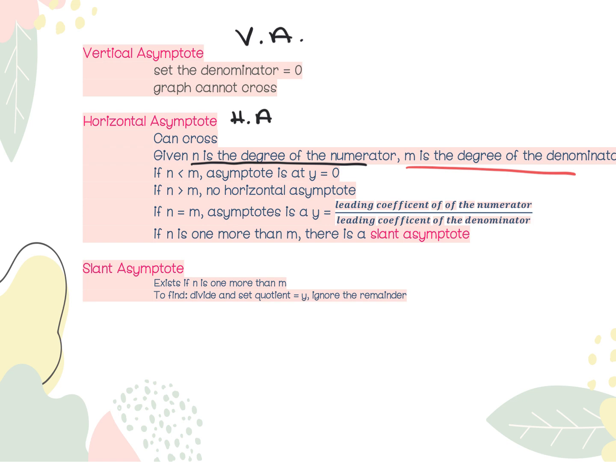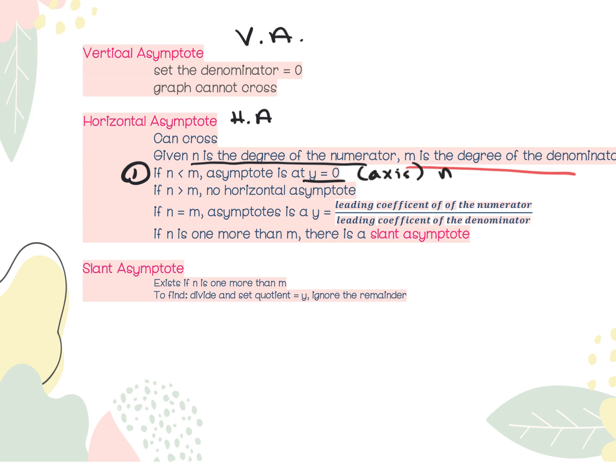That will give us the degree of that polynomial. If it's a constant, remember, a constant has a degree of 0. So we have 3 different scenarios. When we look at the degrees, if the degree of the numerator, or the top of the fraction, is smaller, then your asymptote is going to be just y equals 0. It's really just the x-axis.